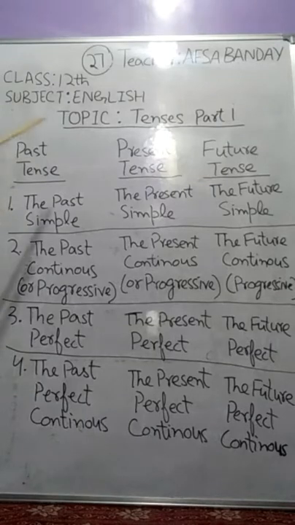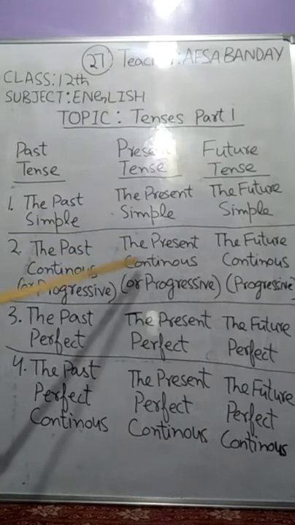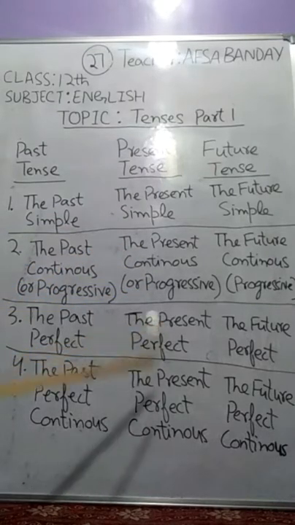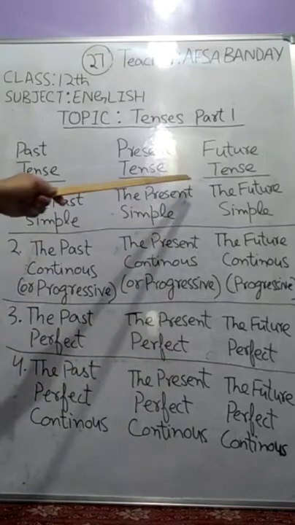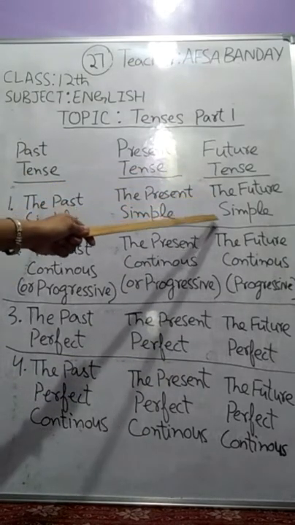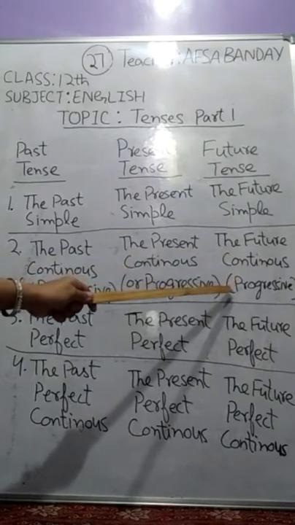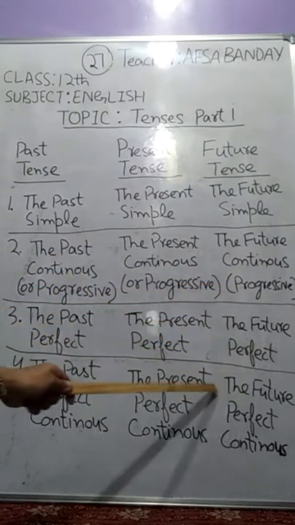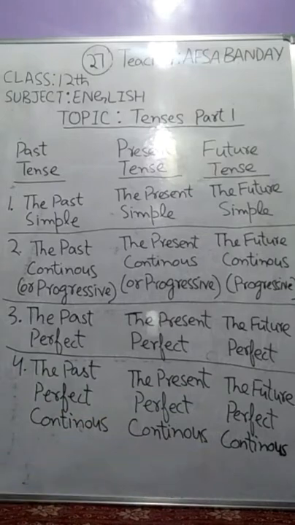Now each tense, that means past tense, present tense and future tense, has four further types, and these types denote the nature of action. For past tense we have the past simple, the past continuous or progressive, the past perfect, and the past perfect continuous. Similarly, for present tense we have the present simple, present continuous or progressive, present perfect, and present perfect continuous. And for future tense we have the future simple, future continuous or progressive, future perfect, and future perfect continuous.